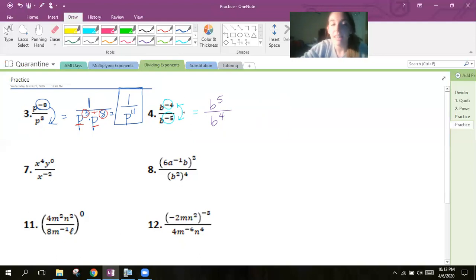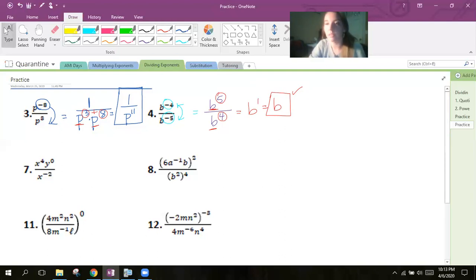All right, now thinking back to our rule, if I have a division problem and they have the same base, then I take my exponents and I subtract them. So I keep my same base of b. 5 minus 4 is 1, or you could just simply leave it as b. Boom. Okay, so not so bad. That's our level 1 problems.